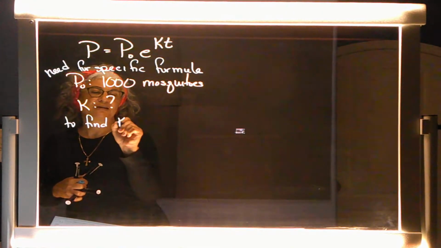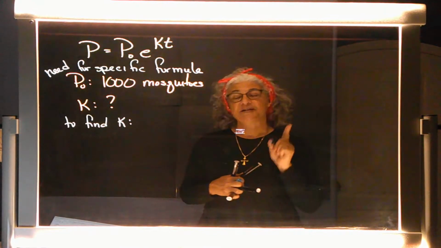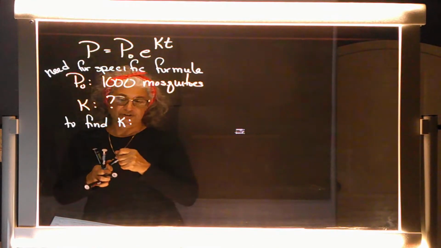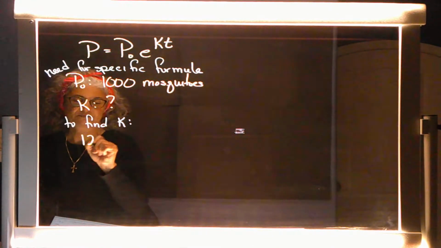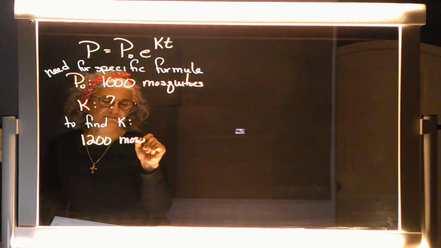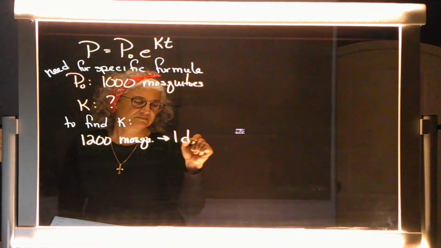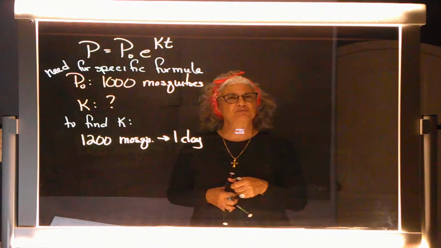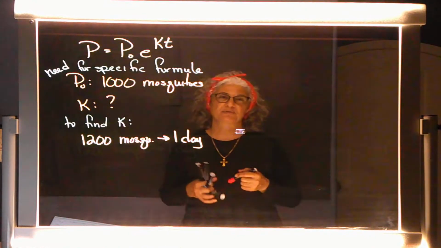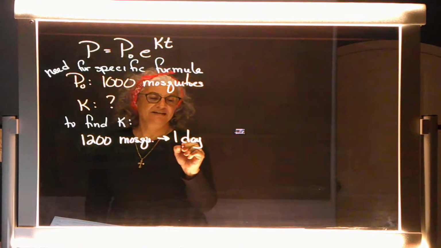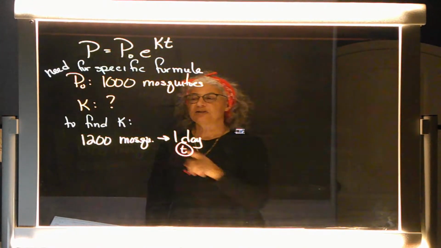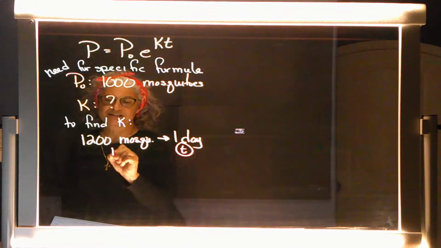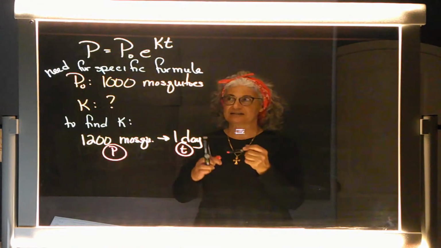Now, they did give me one other piece of information, didn't they? They told me that we had 1,200 mosquitoes after, that's right, 1 day. So, what do you think the 1,200 mosquitoes represents? What do you think the 1 day represents? That's right. The 1 day is your T. That's your time, isn't it? The 1,200 mosquitoes at the end of 1 day? Yeah, that's your ending amount, isn't it? That's just the P, isn't it?